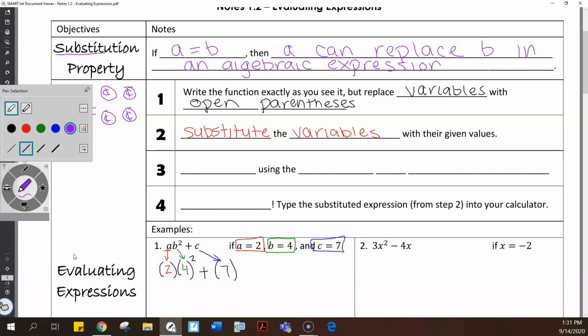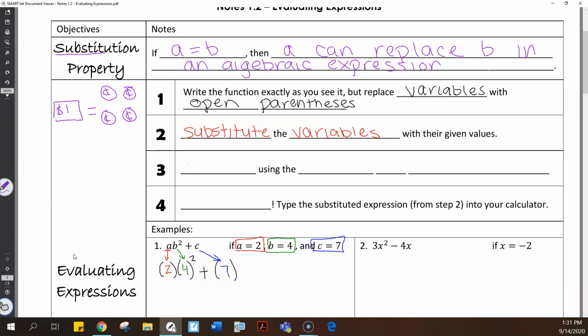Then the next thing I want to do is I want to simplify using the order of operations. Now, the way you learned the order of operations may be a little different. Maybe you did PEMDAS. Maybe you did GEMS or GEMDAS. But the process you should be taking is the same. So let's take 1 second to review that.